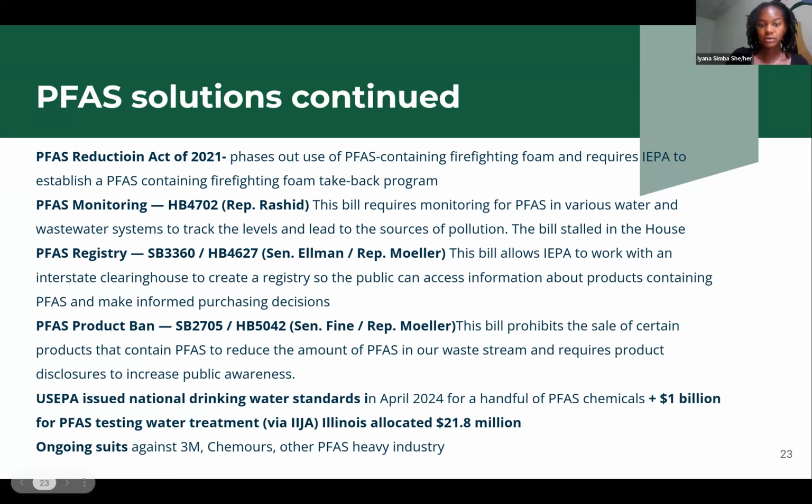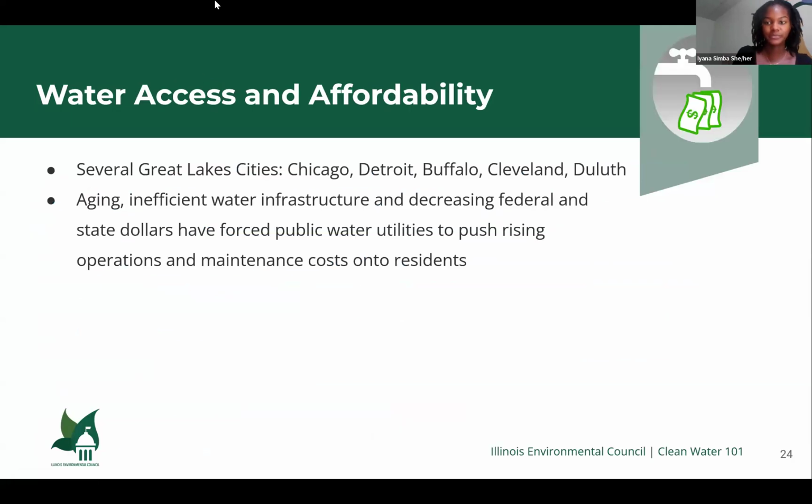And then at the national level, the US EPA in April did issue drinking water standards for a handful of PFAS chemicals. States, or water suppliers, have about 3 years to comply with that. So that's all to say that in Illinois, there's going to be a lot more conversation around PFAS. We have the 21.8 million allocated, but we're going to need a lot more funding for that. And then I will pass it over to Angela to talk about water access and affordability.